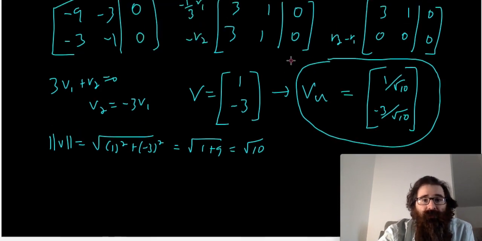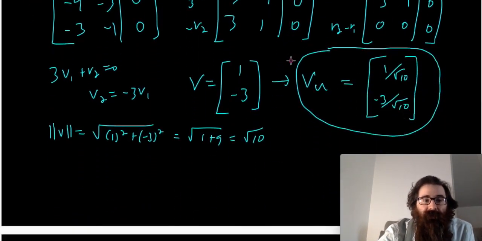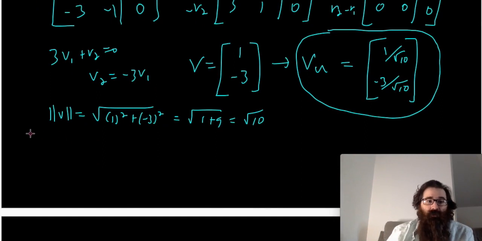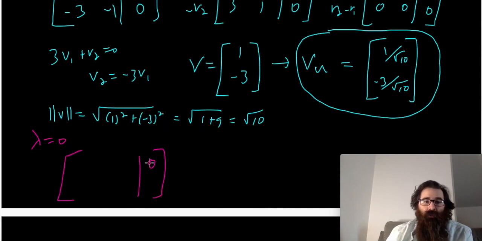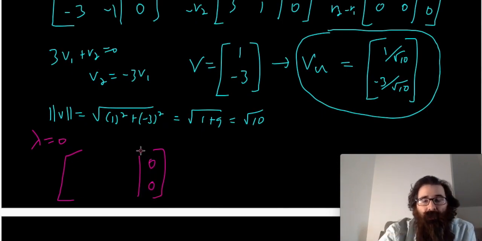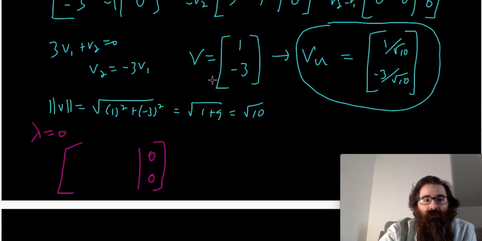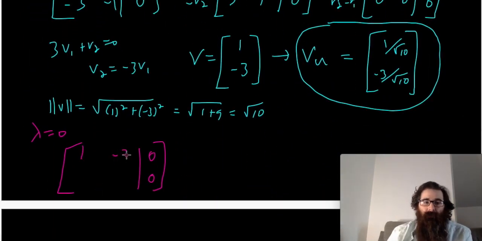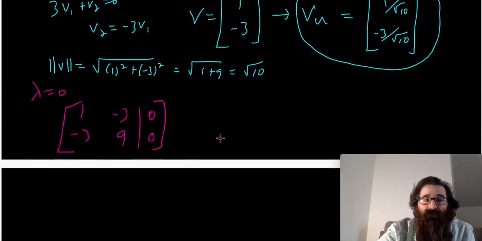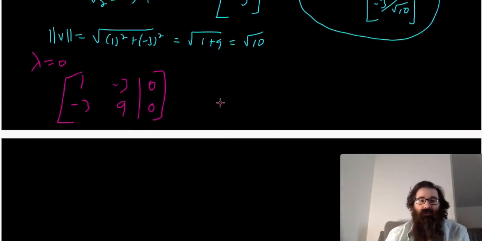Let's work with the next eigenvalue. Now remember that eigenvalue was 0, which really means that A minus lambda I, since lambda is 0, is really just going to produce matrix A for my coefficient matrix again, right? 1 minus 0 is 1, 9 minus 0 is 9, so I'm just going to get matrix A back out, which is 1, negative 3, negative 3, 9. And this is going to have some non-trivial solution to this homogeneous matrix equation.